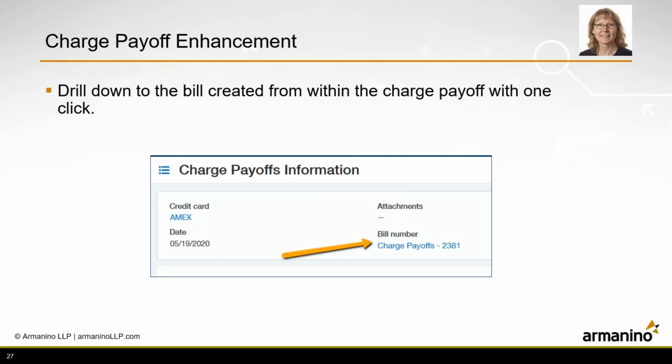Another enhancement is the ability to see the bill from the charge payoff screen. So you go in and you're looking at all of your charge payoffs and you want to go directly to the bill. You don't have to go over to AP, go to your bills list, start filtering and search for it. They've added this nice hyperlink on the charge payoff list. So I can actually go into that charge payoff, click on the bill that was created by that charge payoff and review it directly from the hyperlink. So good enhancements related to the charge payoff.